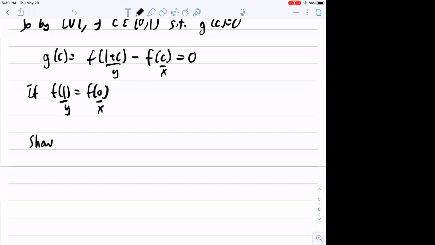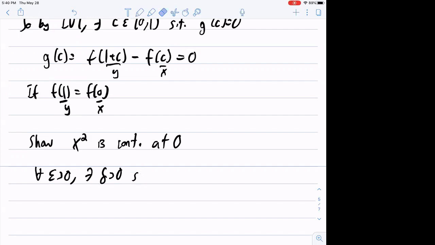Let me think. So show x squared is continuous at 0. How would you show this? Question. So again, I want to show for all epsilon bigger than 0, there exists delta bigger than 0, such that if absolute value of x, because it's x minus 0, right? So absolute value of x is less than delta, then absolute value of x squared is less than epsilon, right? So what should my delta be right here?